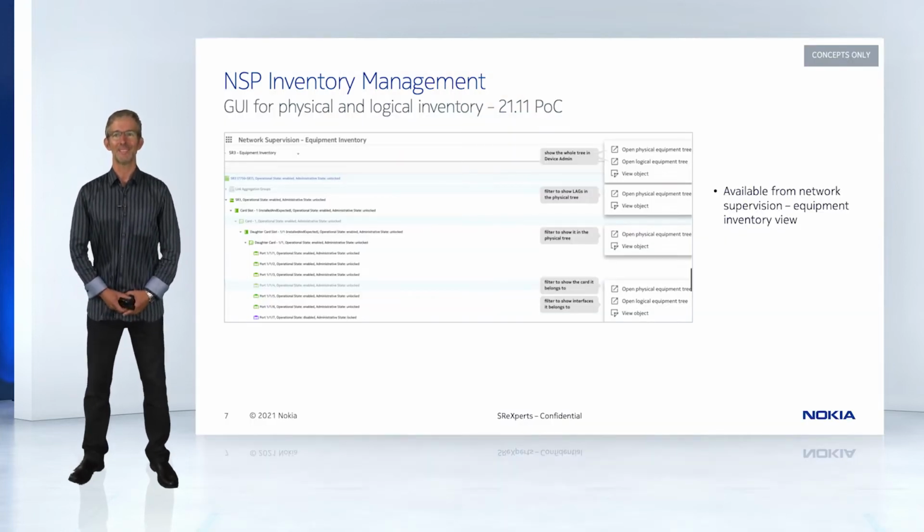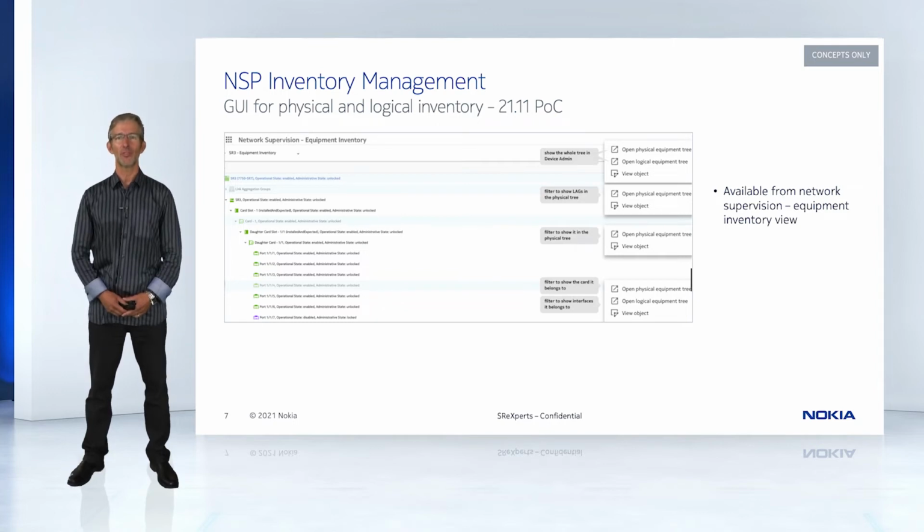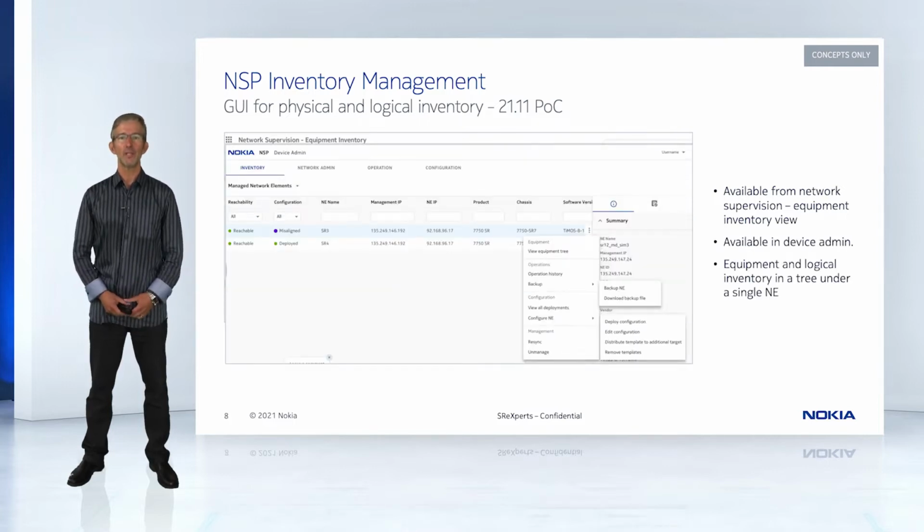A quick sneak preview on the graphical user interface that's also coming based on the new inventory models for both physical and logical. I'm showing you here a starting point, which you may be familiar with within network supervision, called the equipment inventory view, which today captures the physical inventory. But in 21.11, we'll be adding also access to the operators for all the logical inventory. So again, OSPF and ISIS interfaces for both browsing or editing purposes.